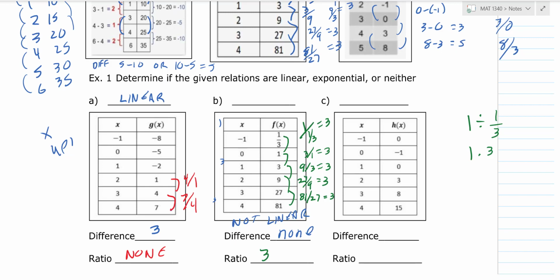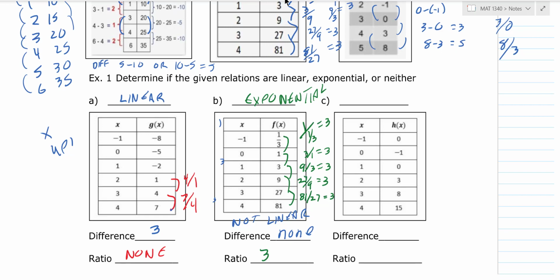So which is it, linear or exponential? Exponential, good. Okay, so that's how you tell. So this is just kind of getting you started on what the idea of an exponential function is. Okay, everybody with me? Okay, common difference, linear, common ratio, exponential. Otherwise, it's neither. Okay, so let's go to the next one.